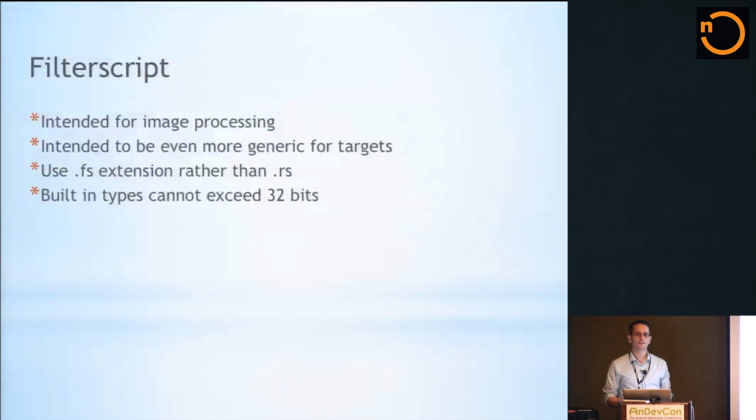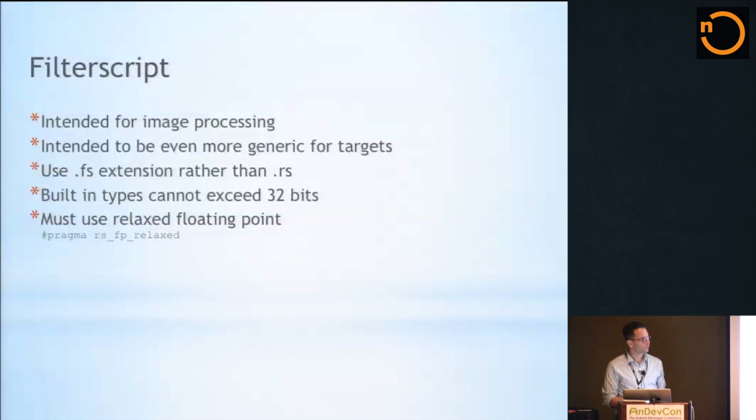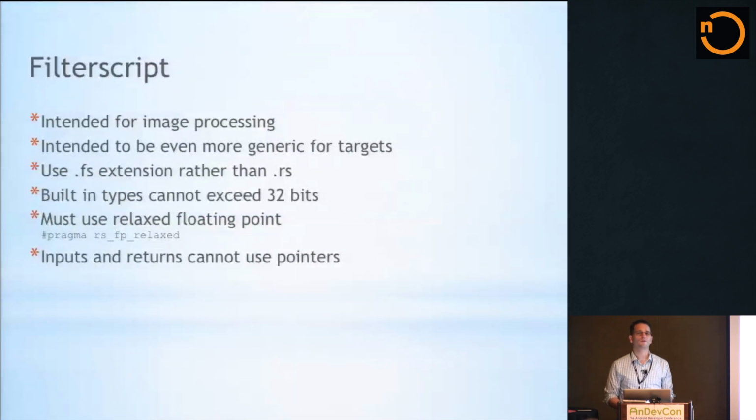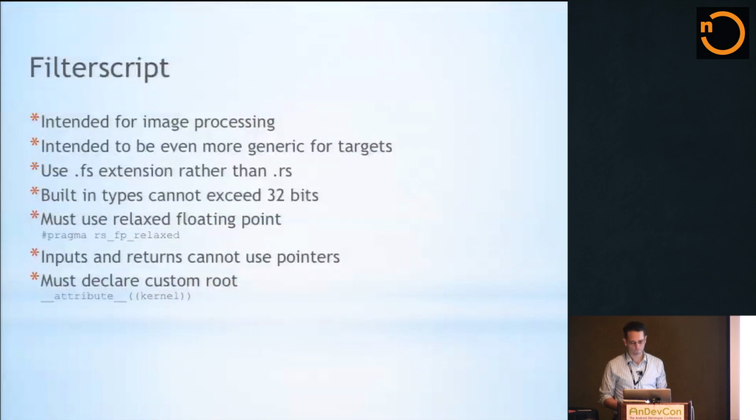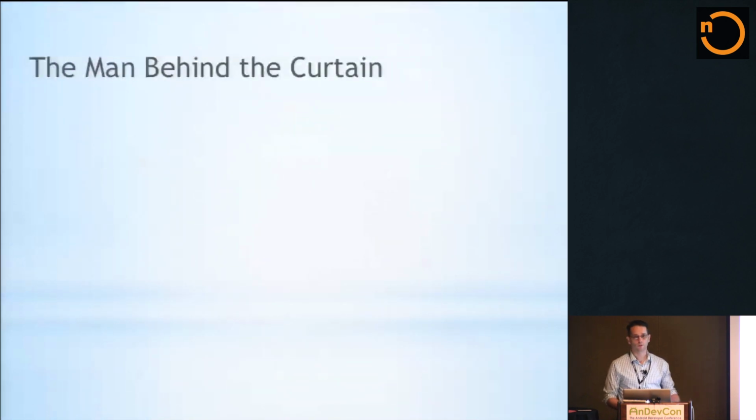The built-in types cannot exceed 32 bits, which is a little different than RenderScript because you can have a lot larger bit width. You also have to put a special pragma at the top of your Filterscript, which is telling it to relax the floating point. So you don't have to do full floating point operations. And your inputs and returns cannot use pointers at all. So it restricts that memory binding. And you have to declare a custom root in your Filterscript. You can no longer depend on the default root function.